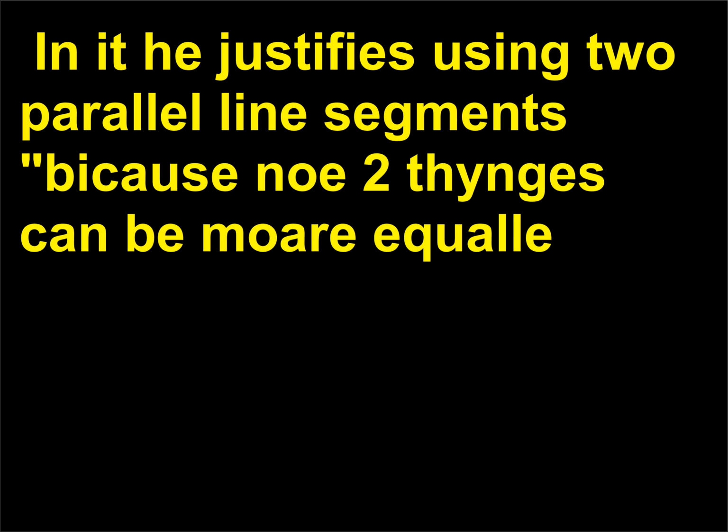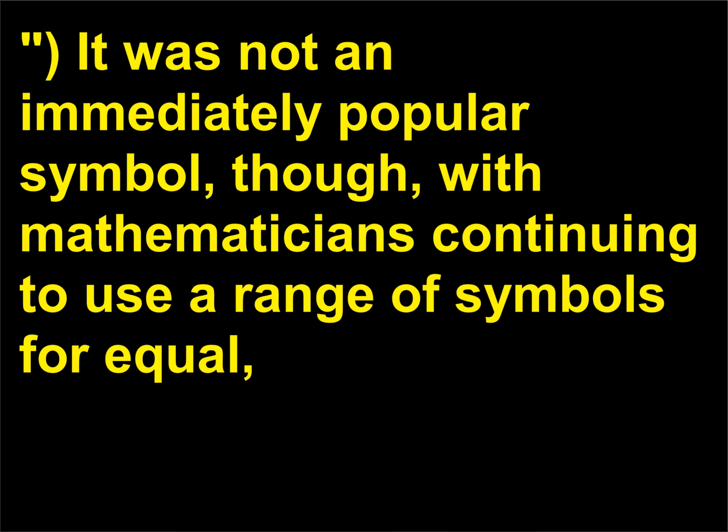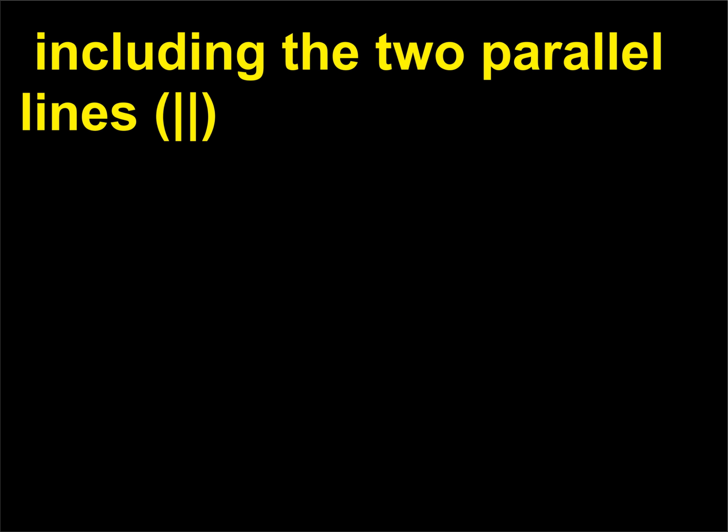In it he justifies using two parallel line segments because no two things can be more equal than parallel lines. It was not an immediately popular symbol, though, with mathematicians continuing to use a range of symbols for equal, including the two parallel lines.